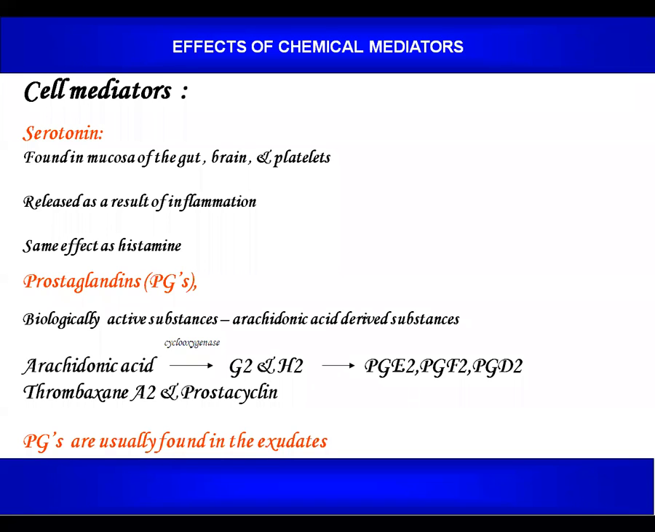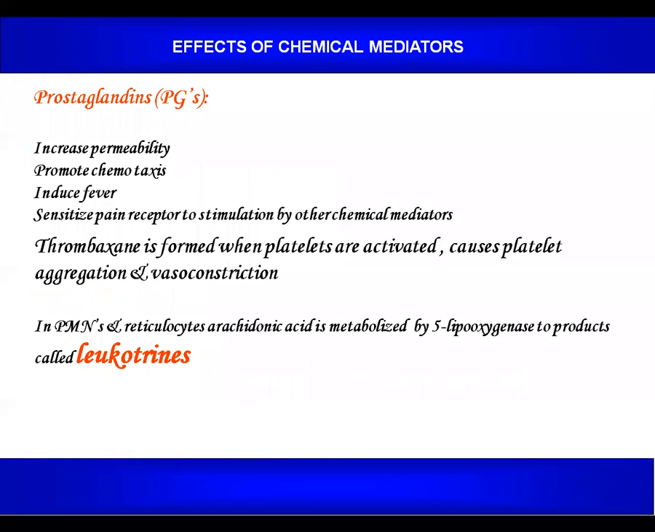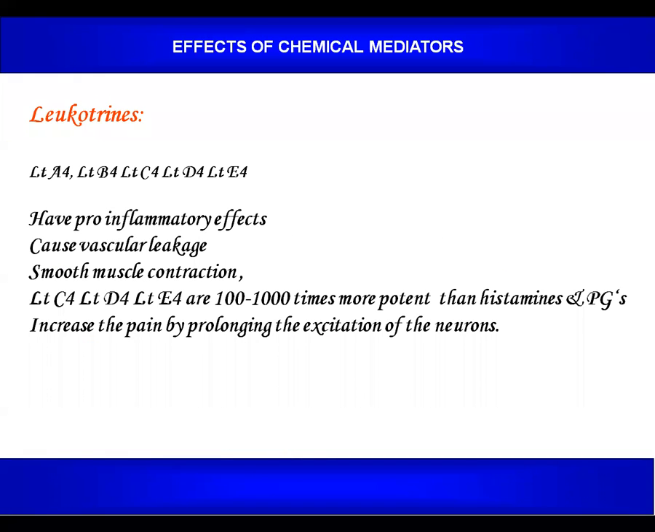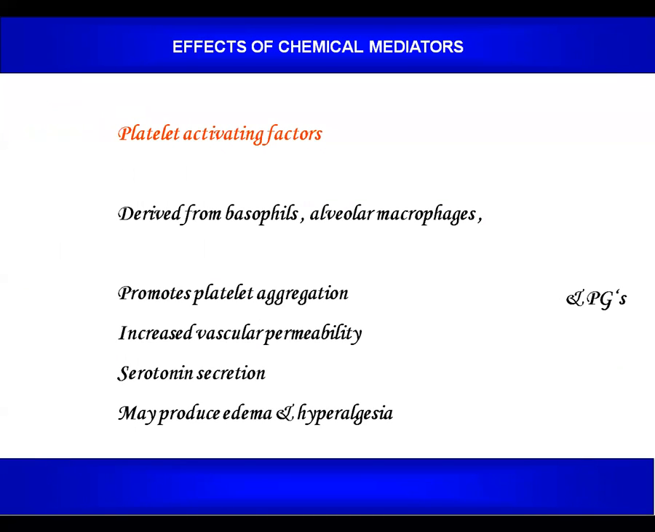Cell mediators, that is serotonin, found in mucosa of the gut, brain, and platelets, is released as a result of inflammation. Same effect as histamine. Prostaglandins are biologically active substances, arachidonic acid derived substances. These are the mechanisms of action at the periapical lesions. These are the various factors responsible for that.